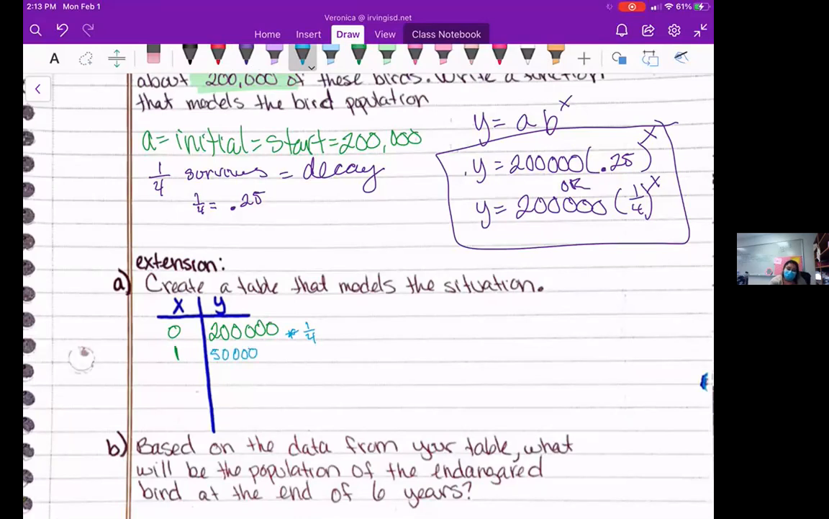50,000 algae birds. Multiply that again by 1/4. Then that means that after 2 years, we're going to have 12,500 algae birds. Why are they dying?